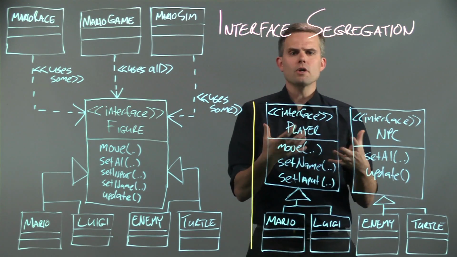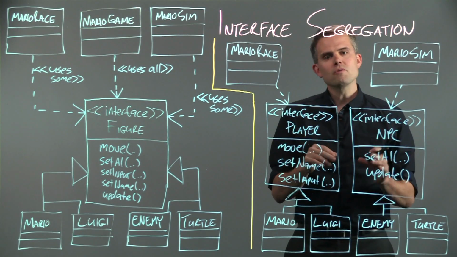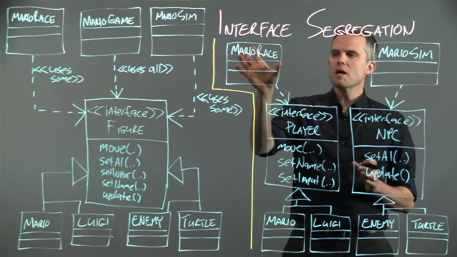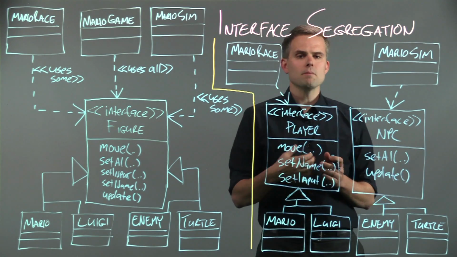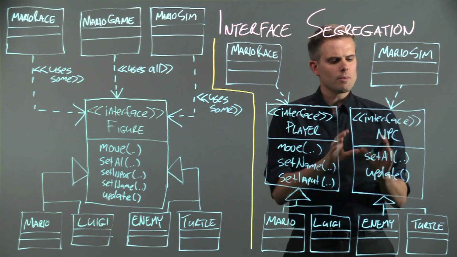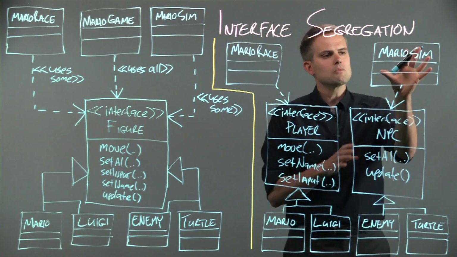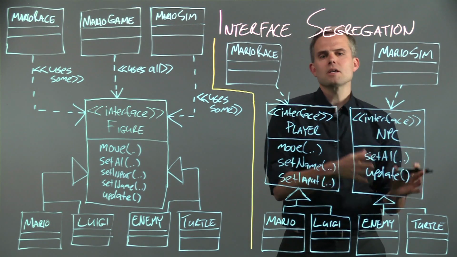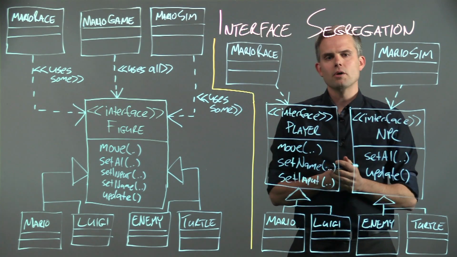So what does this mean for the concrete games themselves? Let's take a look at that now. Now that we've split the interface, we need to reattach our clients. Here we can see that Mario Race only has to depend on the player interface, which has the move, set name, and set input methods, the 3 things they actually cared about. And they don't have to worry about these NPC methods anymore, set AI and update. At the same time, Mario Sim only has to depend on the NPC interface and has no interest at all in the player interface.